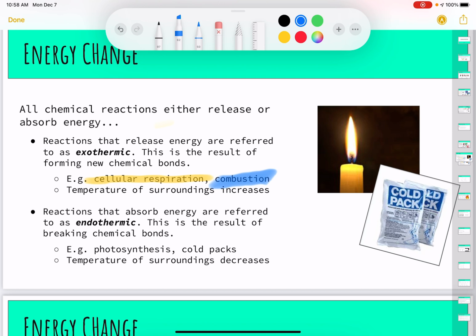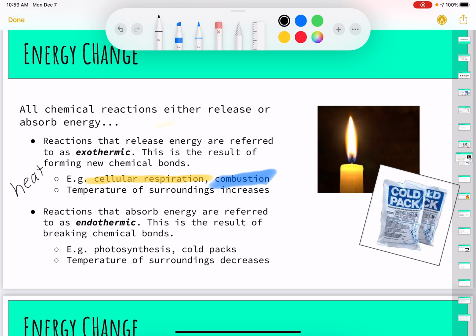And if we didn't have cellular respiration inside our bodies, then we wouldn't be warm. That release of energy through cellular respiration is keeping our bodies at a certain temperature. And the same thing happens in combustion. We release energy out into the environment, and we can harness that for heat, for instance. So in all exothermic reactions, the temperature of the surroundings will increase. This is normally considered creating heat.